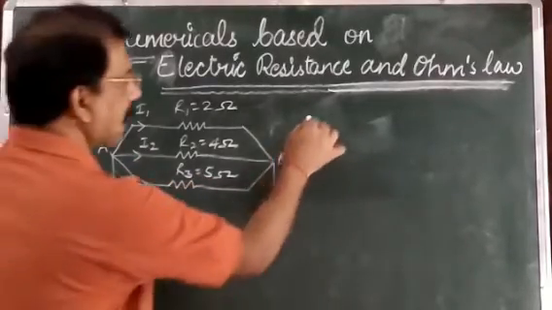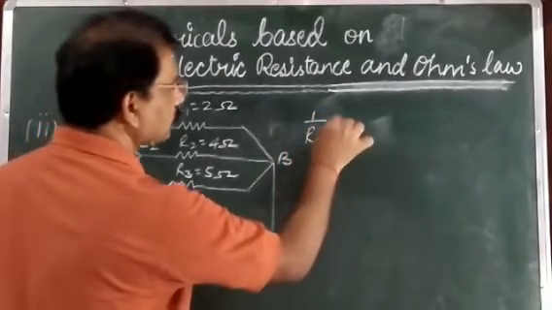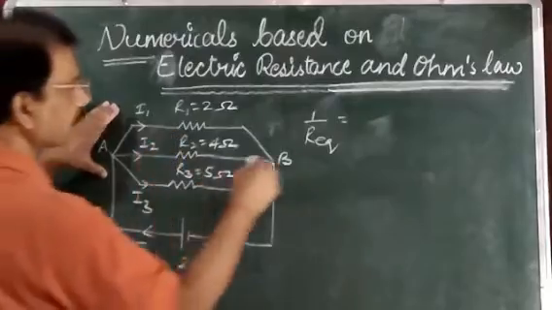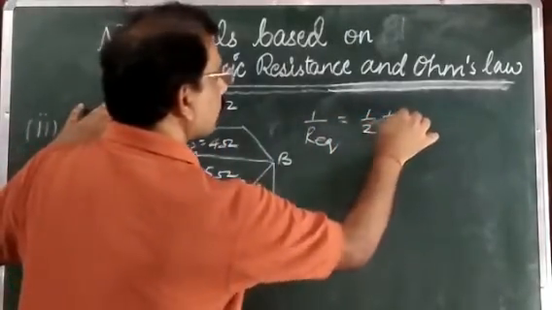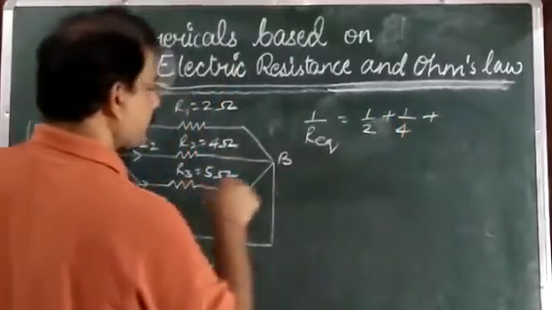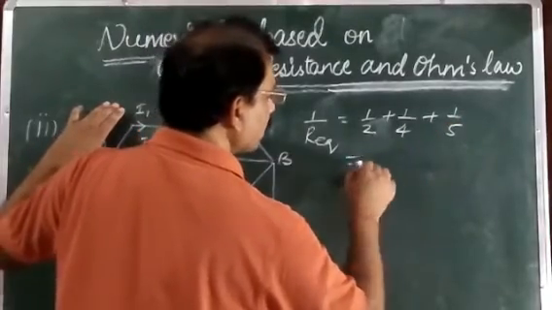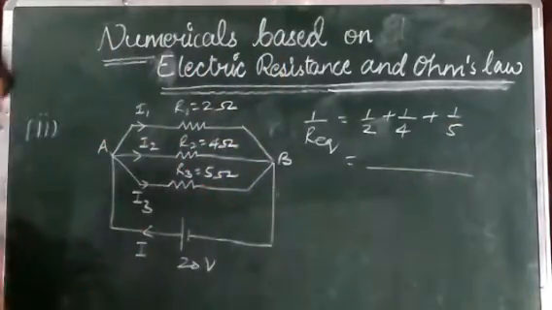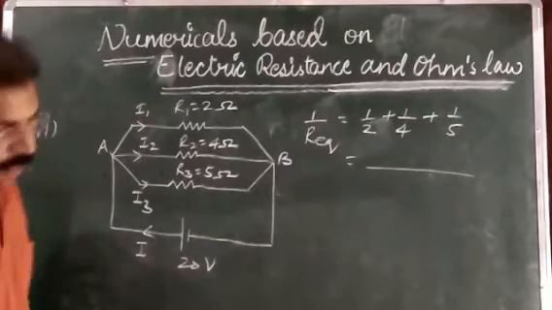So first, how can we find the R equivalent? Since all these three resistors are joined in parallel, their equivalent you can calculate as 1 upon R1 plus 1 upon R2 plus 1 upon R3. And when you solve it, simply its LCM will come here 20.